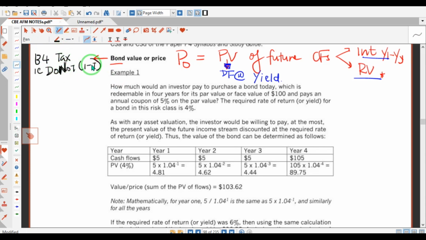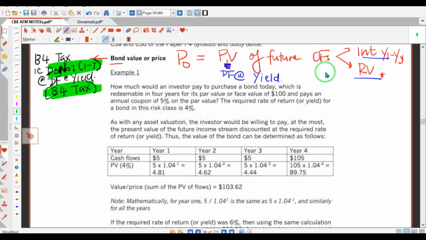Don't ever think about 1 minus tax, because we are going to do the valuation before tax, and the discount factor is the yield, and this yield is the return to the investor. And remember again, this yield must be a before tax yield, and the cash flows here are all before tax. Even if I put here, for example, a tax of say 30%, for this bond valuation question, you can simply ignore this.